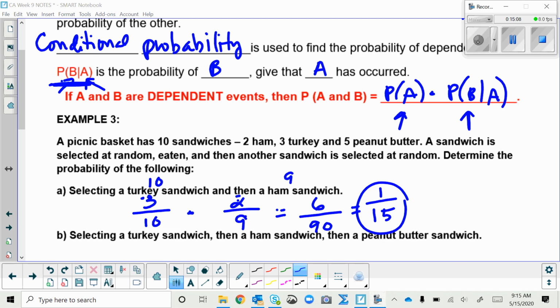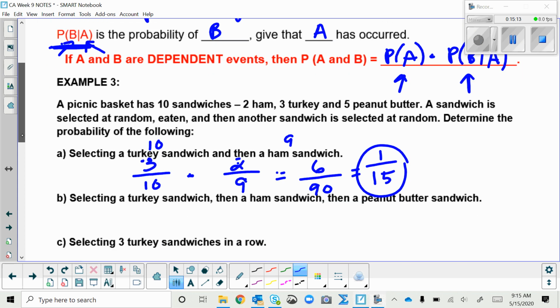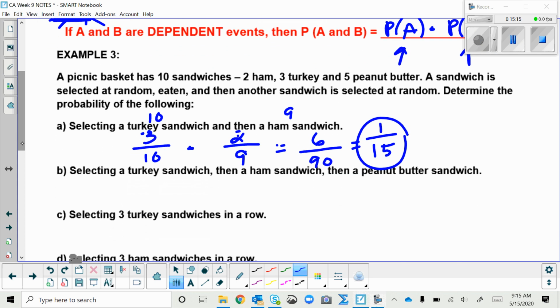The next example is going to work the same way, only now we have 3 events happening. So we're starting over from scratch. We're not continuing from part A. We're going back to the original problem. Selecting a turkey sandwich. Out of 10 possible things, how many could be turkey? 3.